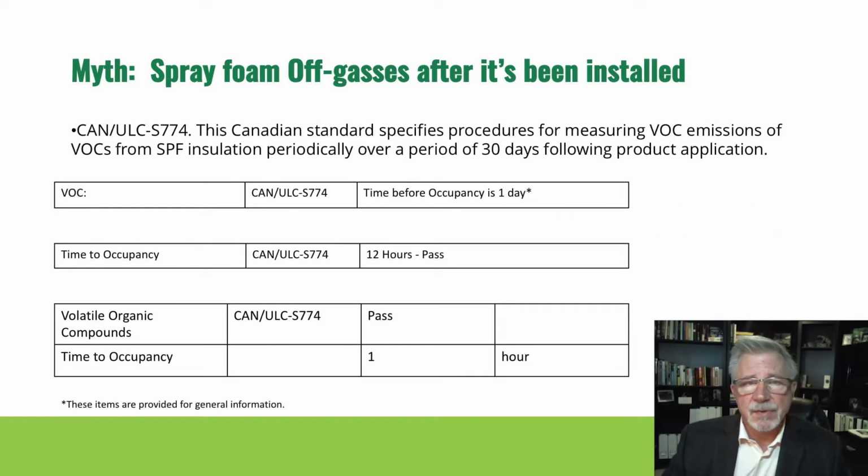There's tests that need to be conducted. VOC, you've probably heard that term, volatile organic compounds. California has different regulations. Washington has regulations. Most states have VOC regulations, which polyurethane foam exceeds.